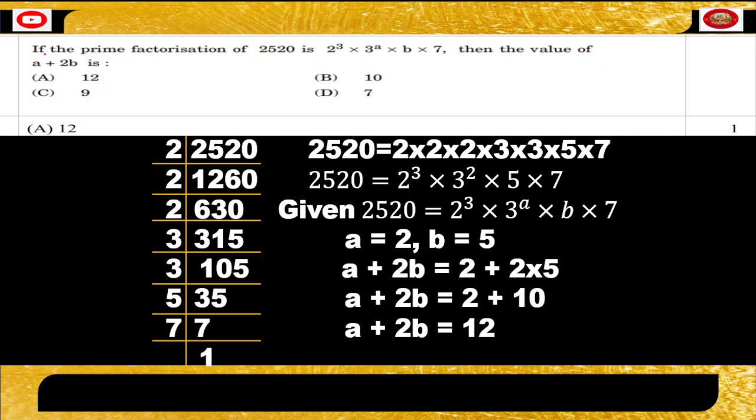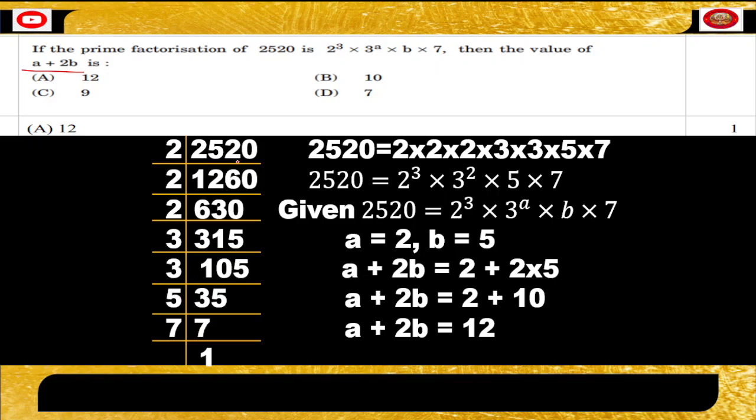Next question. If the prime factorization of 2520 is 2 cube into 3 raised to a into b into 7, then the value of a plus 2b is... First, 2520 is expressed in prime factorization form.